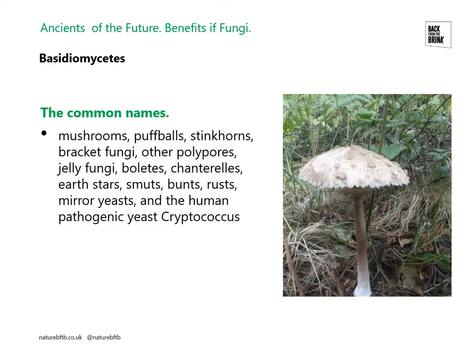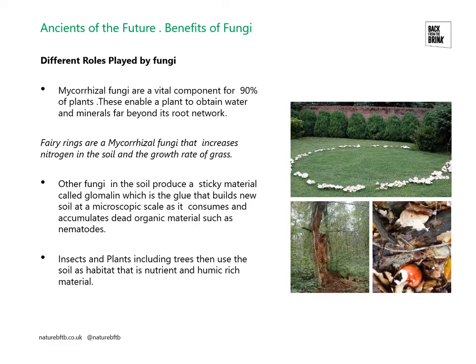So the Basidiomycetes family in fungi are mushrooms, puffballs, stinkhorn, bracket fungi, many other polypores, jelly fungi, boletus, and many others that you may just come across from time to time as you walk through the woodlands or across pasture. And many of those fungi play a vital part in the management of soil and trees. 90% of them have mycorrhiza connections to plants, and these enable the plant to obtain water and minerals far beyond its natural root network.